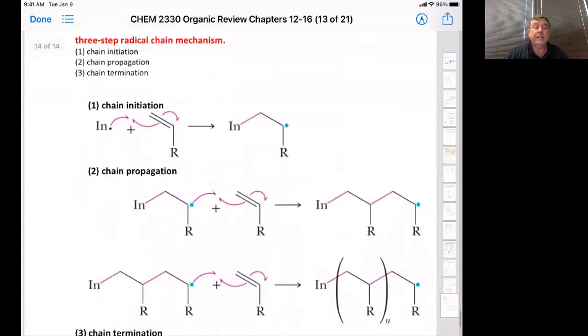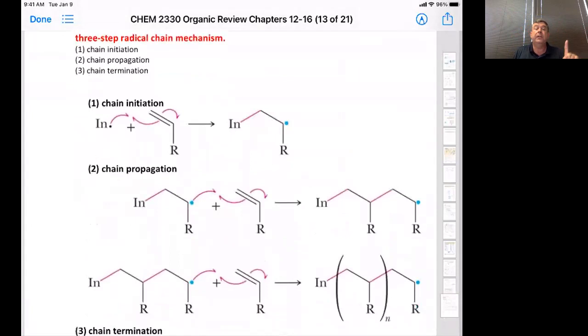Okay, now there are 3 steps in that radical mechanism. Initiation to generate your first carbon radical. Once you've generated that carbon radical, it's going to take one of the electrons from the double bond and leave the other electron on the most substituted carbon, because radical stability is like carbocation stability. The more substituted it is, the more stable it is. That means it's going to add a specific pattern every single time. And it's going to keep doing that until you run out of double bonds.